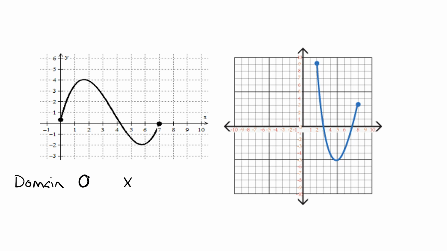Can it be equal to 0? Well, yes, it can. We've got a filled in dot, so greater or equal to 0. What's my maximum? Maximum is 7. Can it be equal to 7? Well, you bet. So my domain here, my x has to be greater or equal to 0, smaller or equal to 7.